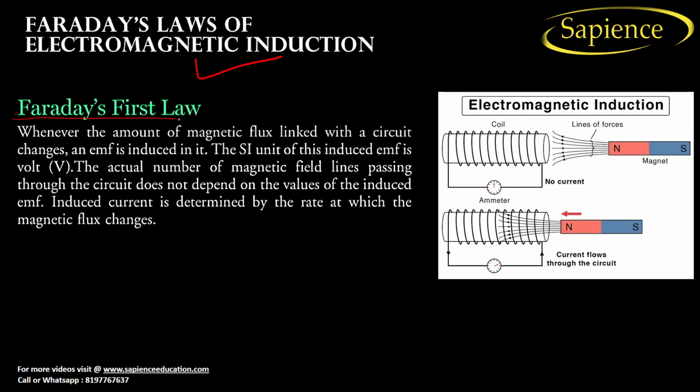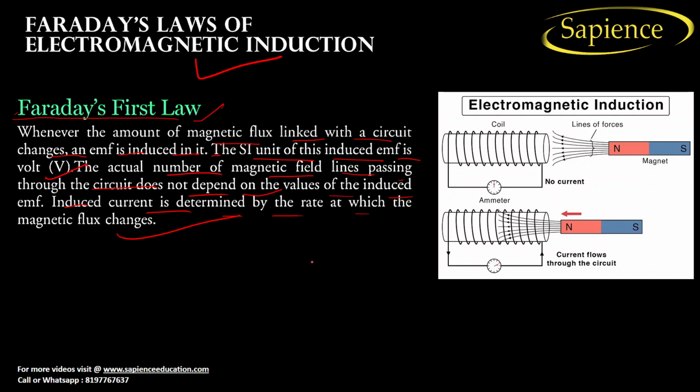So this is Faraday's first law of induction. Whenever the amount of magnetic flux linked with the circuit changes, an EMF is induced. The SI unit of this induced EMF is voltage, and the actual number of magnetic field lines passing through the circuit does not depend on the value of induced EMF. Induced current is determined by the rate at which the magnetic flux is changing.